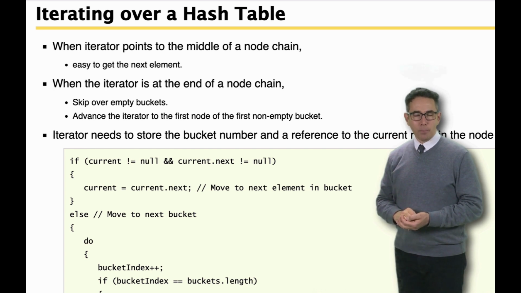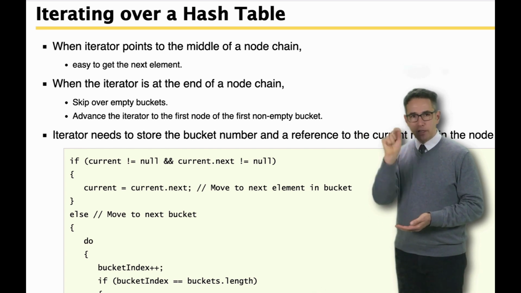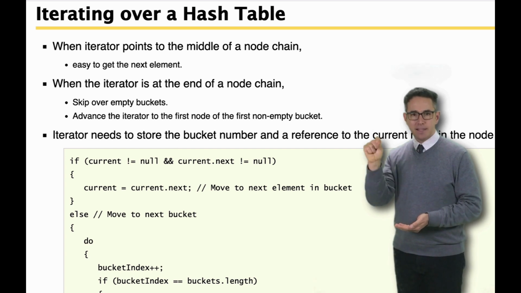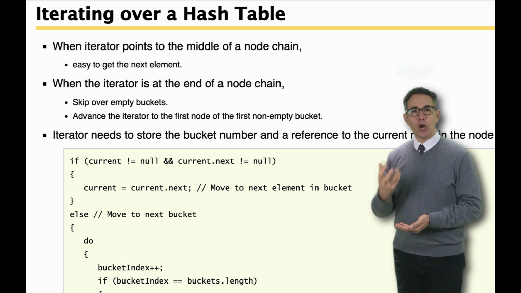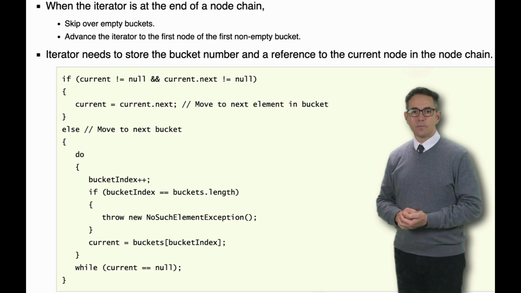So when an iterator points to the middle of a node chain, like if an iterator is already walking through and the user calls next on it, we need to step to the next node in the chain. But if we get to the end of the chain, we need to step to the next bucket. And so because of that, the iterator has to keep track of what node it's on, as well as which bucket it's in. And then also just skip over empty buckets.